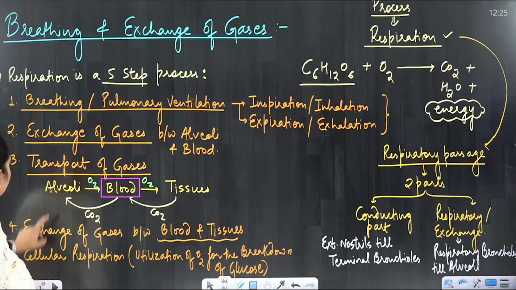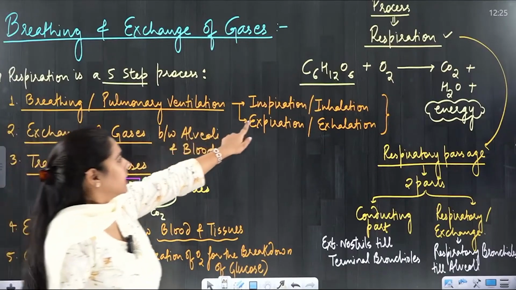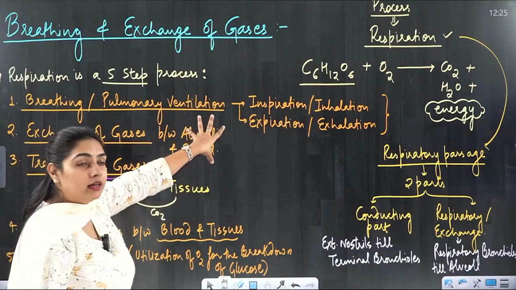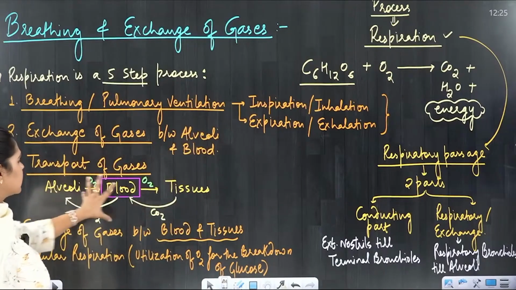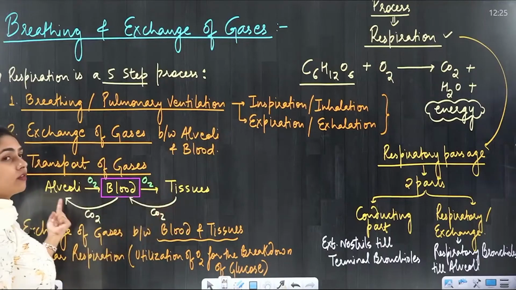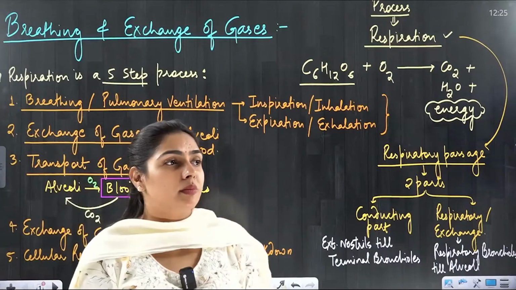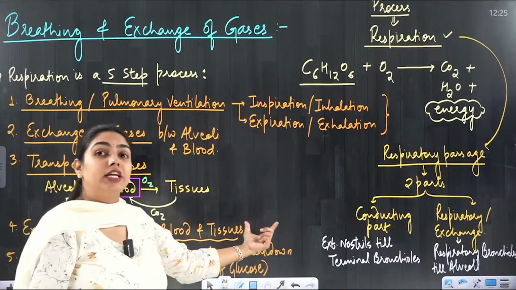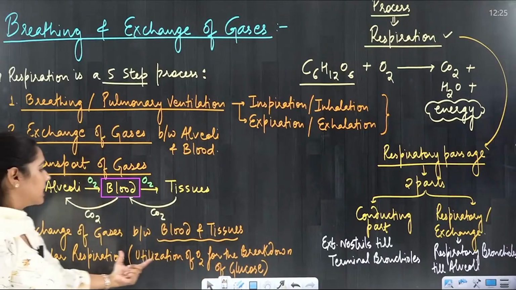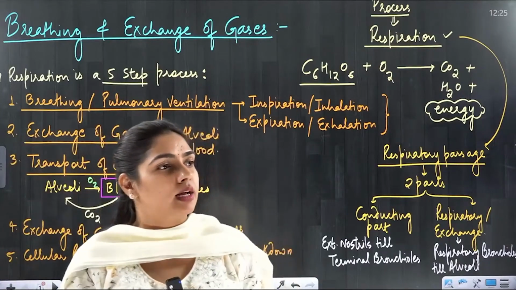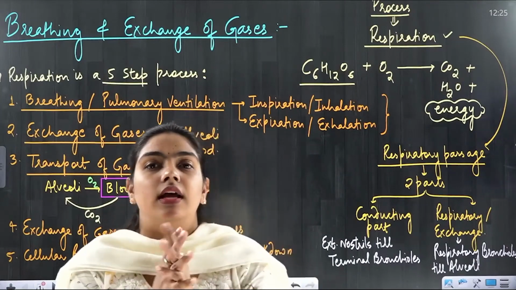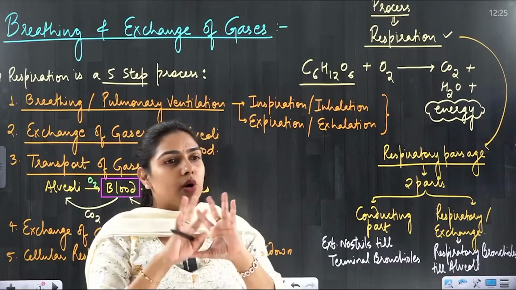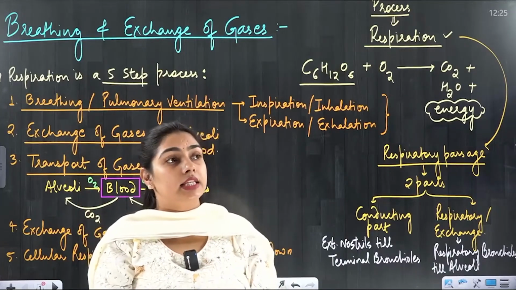So, now you understood the meaning of breathing, inspiration, expiration, exchange of gases between alveoli and blood, transport of oxygen, transport of carbon dioxide in how many forms and what is the percentage, and exchange of gases between blood and tissues, and then cellular respiration. Ultimately, the last step is cellular respiration. Yes, everyone, tell me, have you understood the glimpse of the chapter? Have you understood what all we are going to study in this chapter?